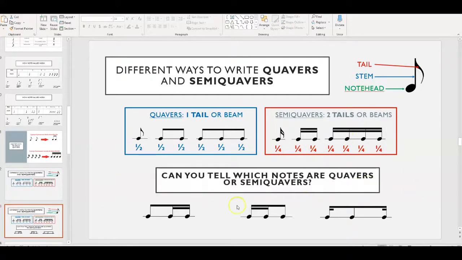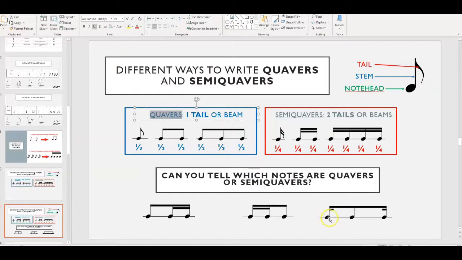Let's have a look at some other examples down here. Can you tell which notes are quavers and which notes are semiquavers? Because sometimes we can actually combine quavers and semiquavers. This is a bit of a dig deeper question, so if you just want to move on to the next part of the video, you're welcome to. But you can see that this first note only has one beam, so it's a quaver. But these two notes have two beams, so they're semiquavers. Likewise, this one's backwards. These two notes have two beams, so they're semiquavers, and this last one has one beam, so it's a quaver.